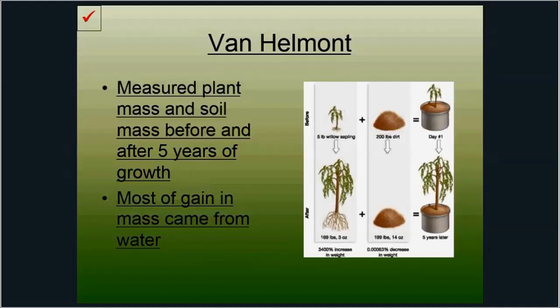He had a little willow tree and 200 pounds of dirt. So that is on day 1, a 5-pound willow sprig and 200 pounds of dirt. 5 years later, his willow tree had grown to almost 170 pounds, and he still had almost 200 pounds of dirt. So the mass of the soil did not decrease at all, but the tree had grown significantly. And since the only thing he had been adding for the tree was water, that is why he came to his conclusion that most of the gain of mass came from the addition of water.